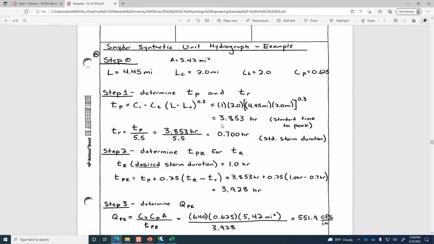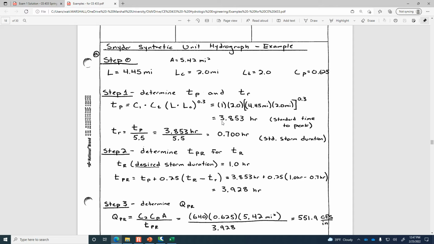Okay, so you can see in the handout I've given you there are step-by-step methods. Step 0 is just gathering all these constants and the input data. Step 1, calculate the time to peak and the standard duration. The important thing here is to pay special attention to the units. In the handout I've told you what the units need to be for each of these empirical equations you're using. So you can see, for example, the standard storm duration here is 0.7 hours, and the standard time to peak is 3.853 hours.